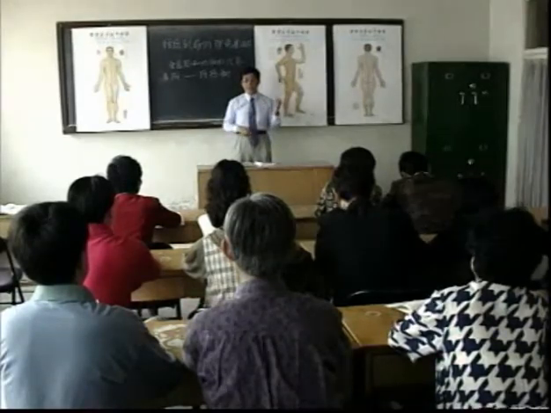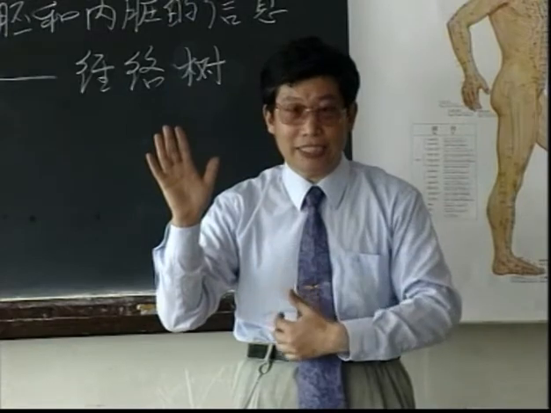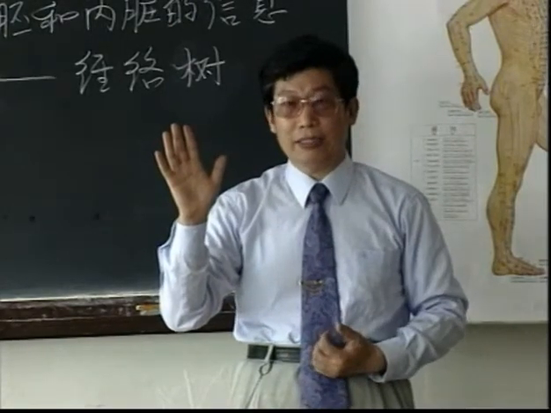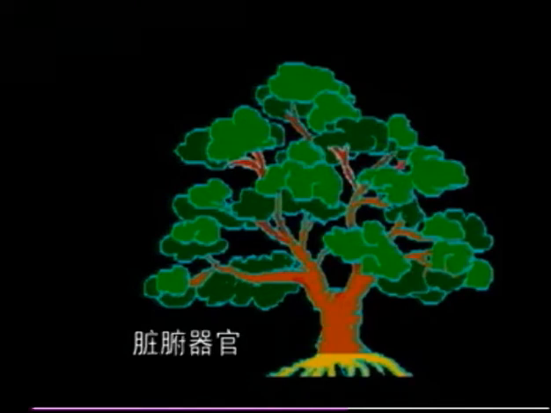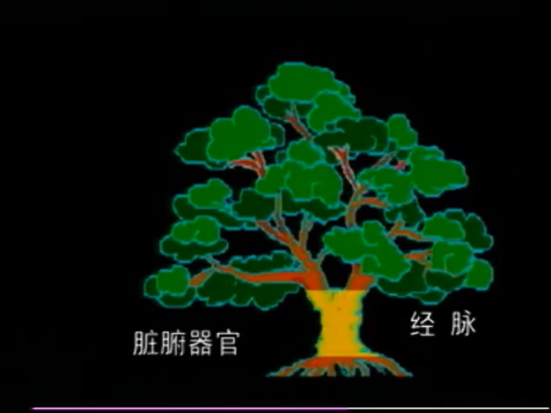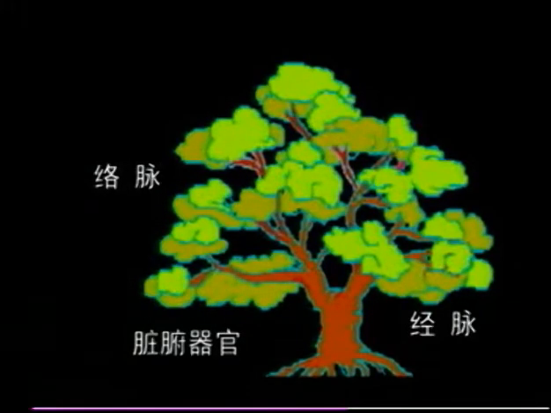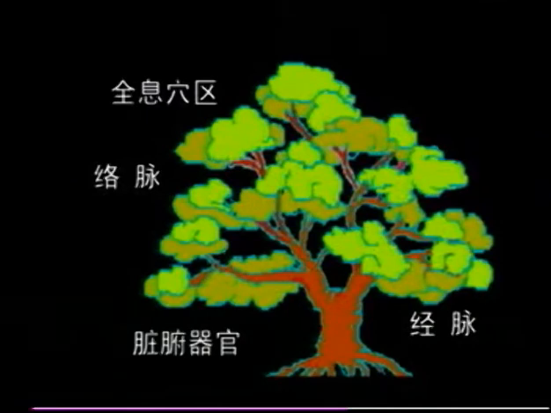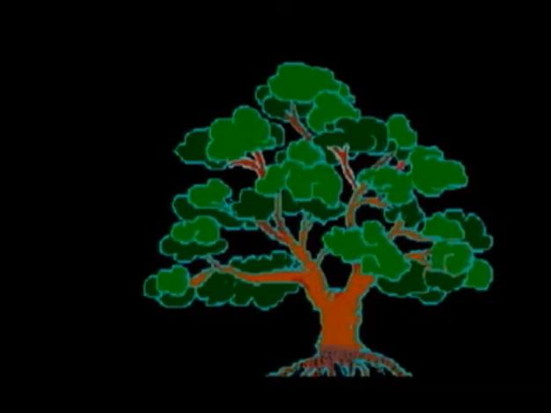Professor Hao Wanshan in Beijing University of Traditional Chinese Medicine and Pharmacy put forward the concept of the meridian tree, which can help to understand the relations between the holographic acupoint areas and internal organs and meridians. Meridians are regarded as a big tree. The internal organs are its roots. The channel is its trunk. Collaterals are its branches. The leaves of the tree are many reflective parts of internal organs on the body surface, which are called holographic acupoint areas.